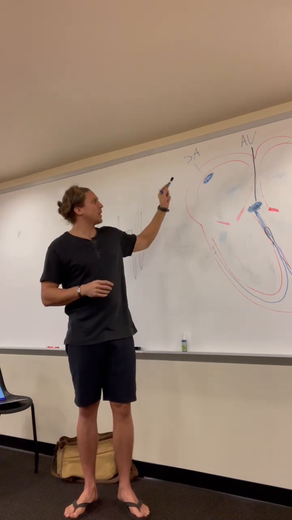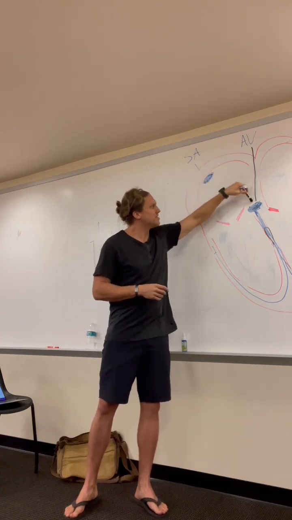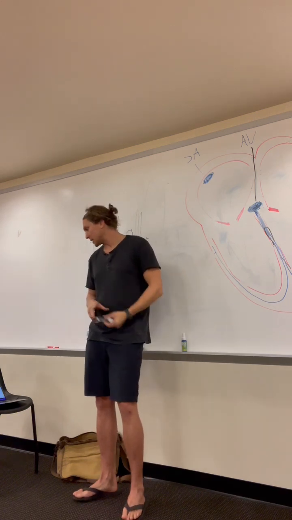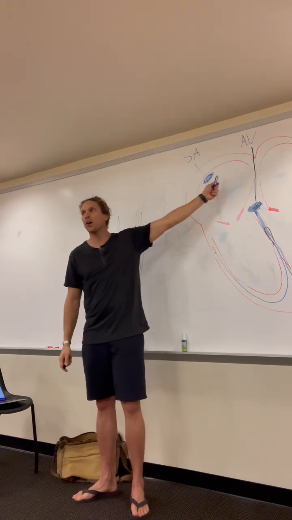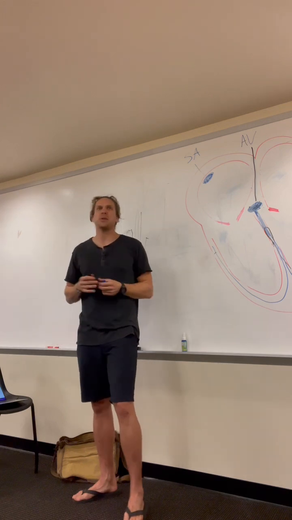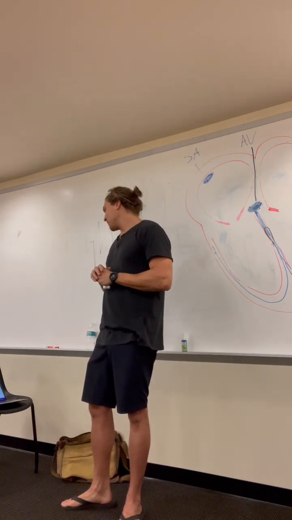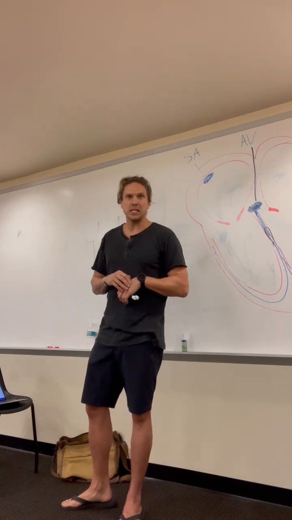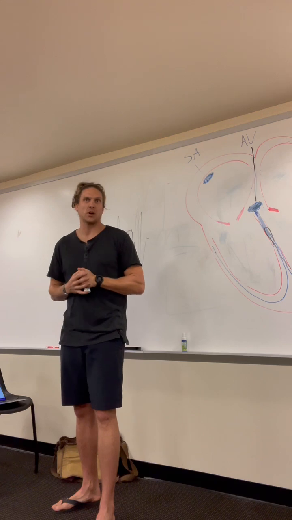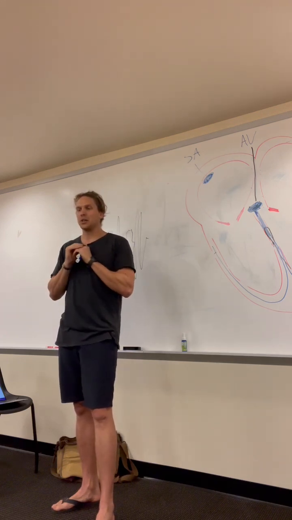QRS, is it narrow? Yes, so I know it came from up here and went through the normal conduction pathway because I have a narrow QRS. Another sign that it's supraventricular tachycardia. And intervals, I can't see P waves, so I can't get intervals, so we won't worry about that. Notice how organized it is versus when we get to a-fib, how disorganized a-fib is. That'll help you not confuse those two.